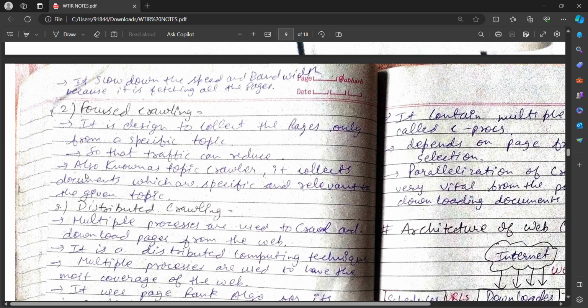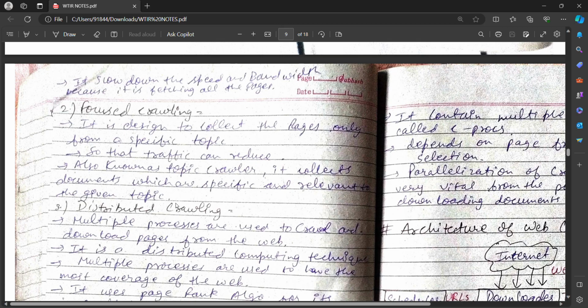It is also known as a topic crawler. It is very simple: it is fetching specific topic data or pages, so that's why it is known as a topic crawler. It collects documents which are specific and relevant to a given topic. So it fetches the pages or documents that are relevant to that specific given topic.